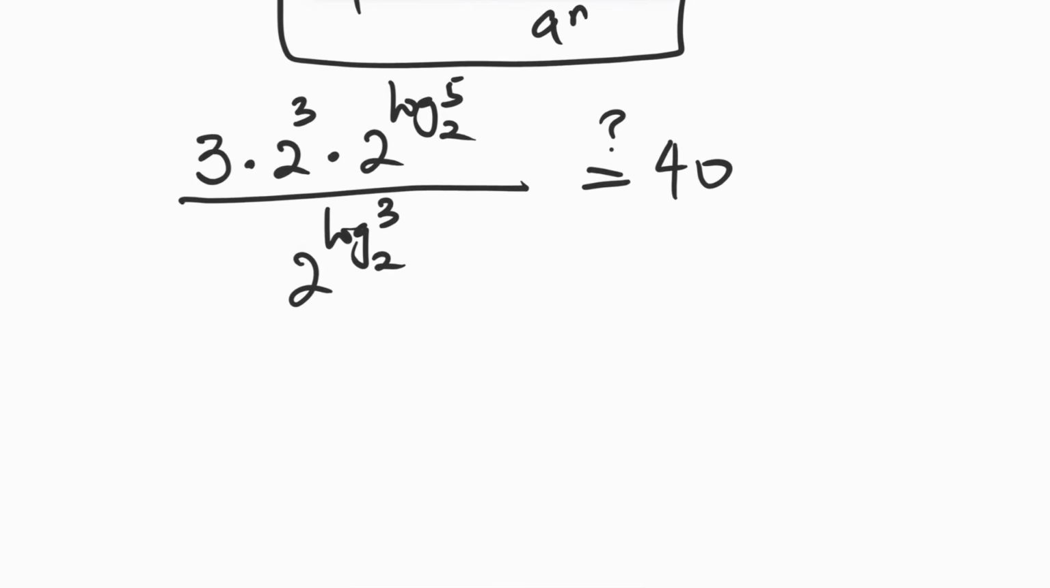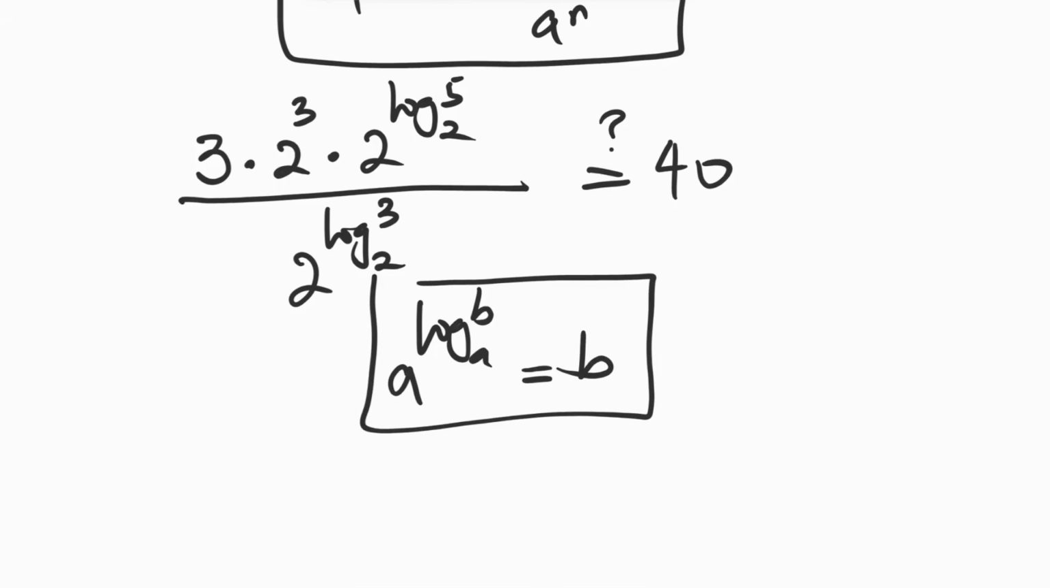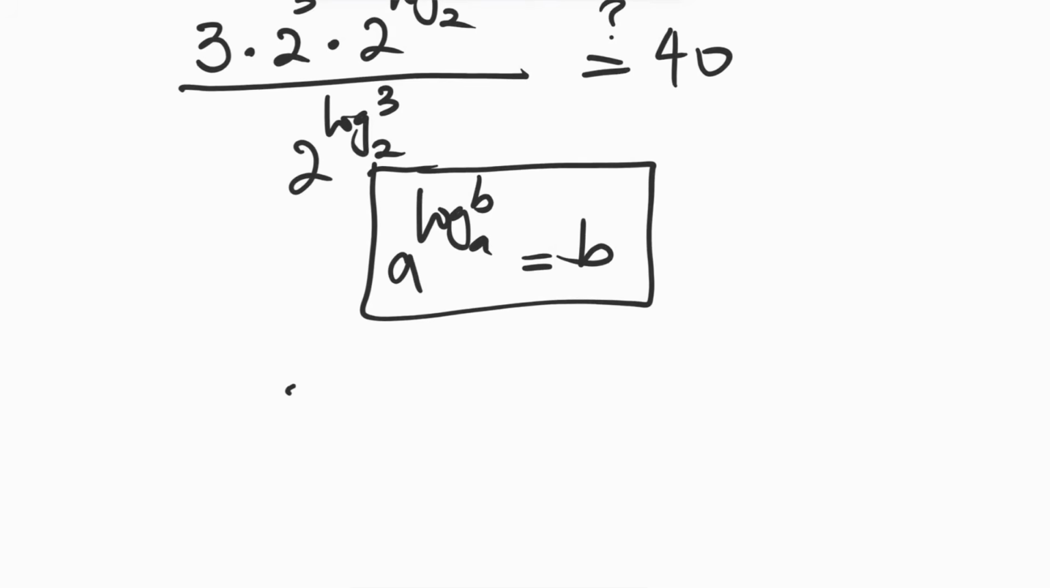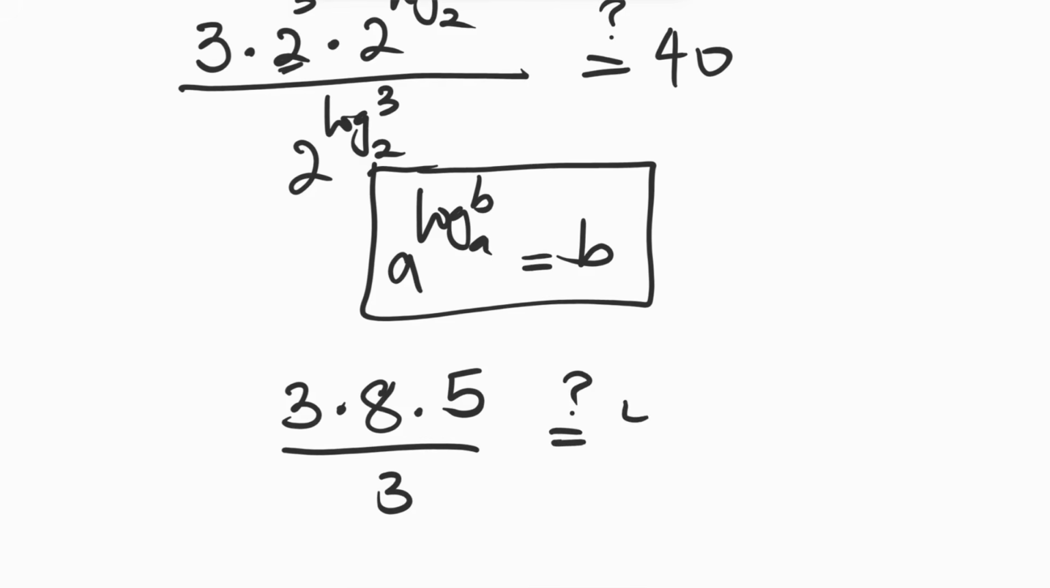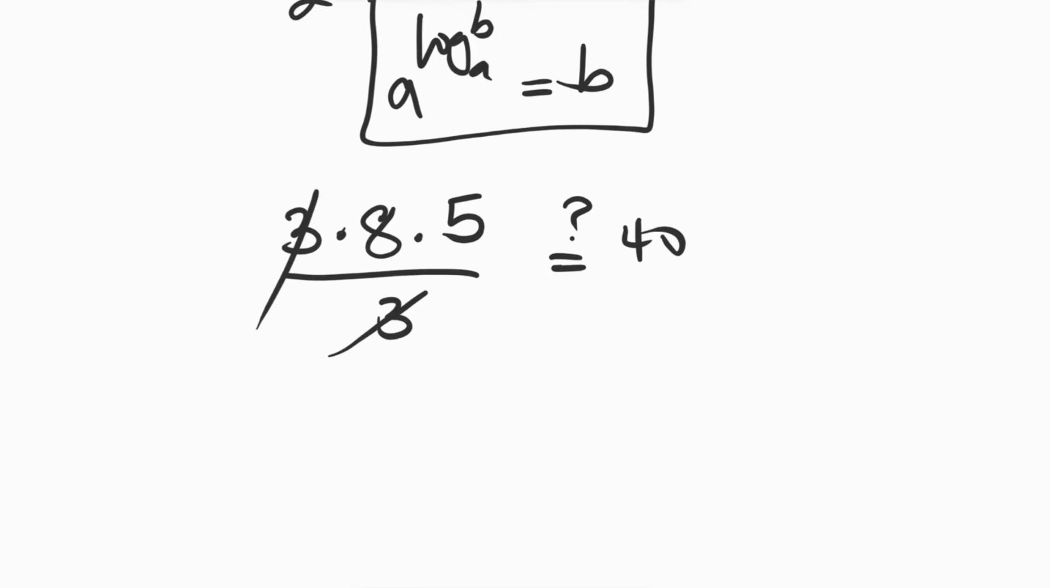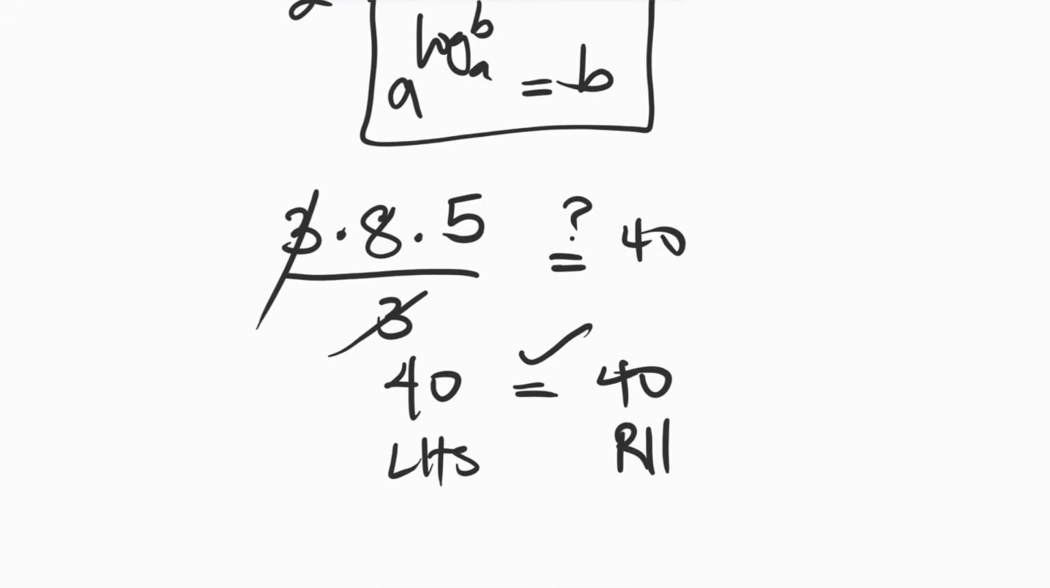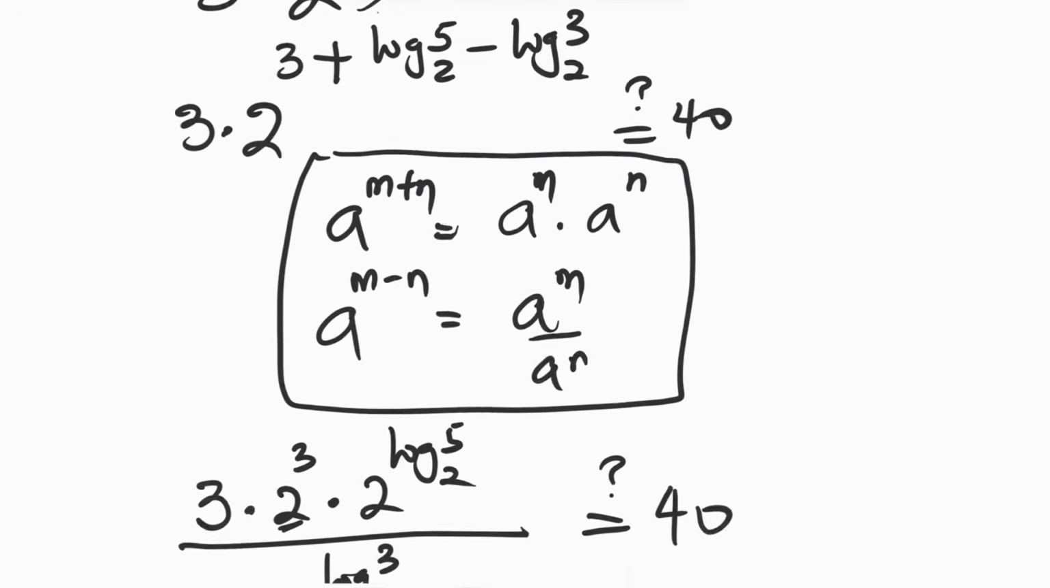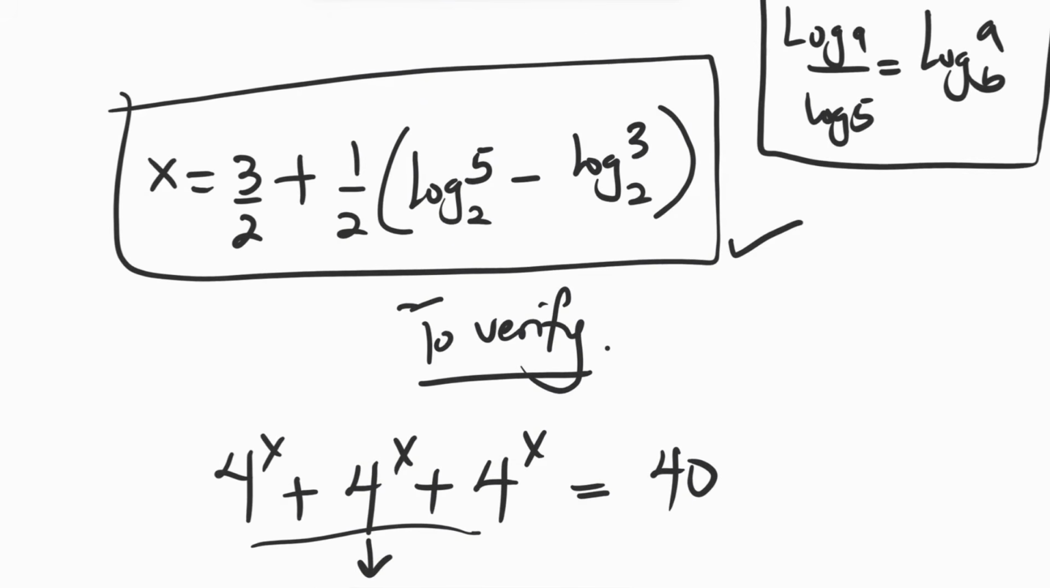Now we know that from the log rule, a raised to the power log of b base a is equal to b. Okay, so left hand side becomes 3 times 2 raised to the power 3 is 8 times this becomes 5 divided by 3. The 3 cancels out. So we have 40 on the left hand side and 40 on the right hand side. So we can see that our value of x, which is this, is the correct answer.